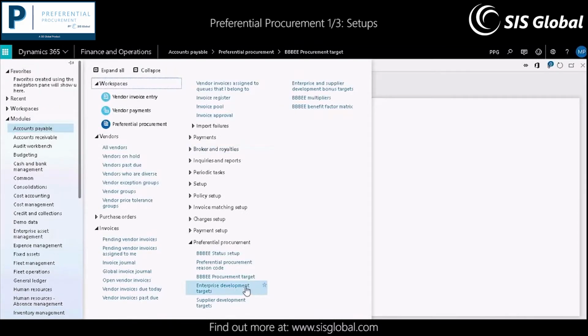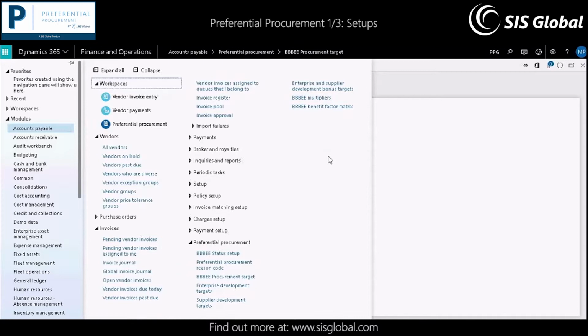The enterprise development targets, supplier development targets, as well as the BEE benefit factor matrix aren't directly taken into consideration for the preferential procurement calculations, so I'll leave these out until we're looking at enterprise and supplier development calculations.